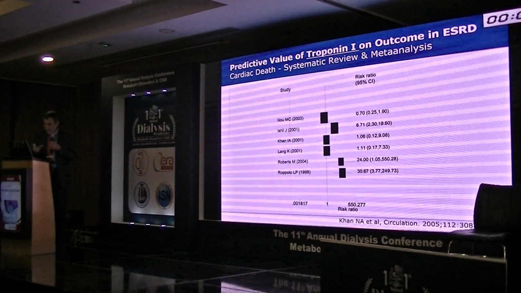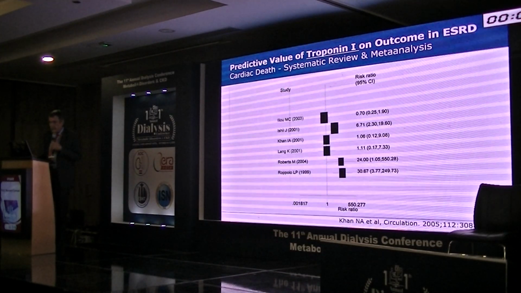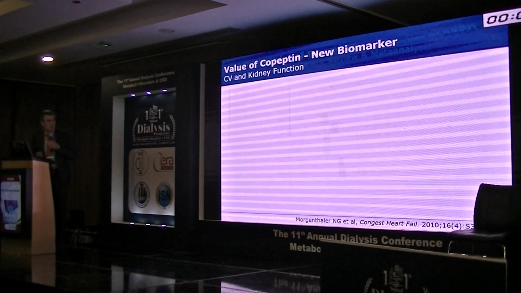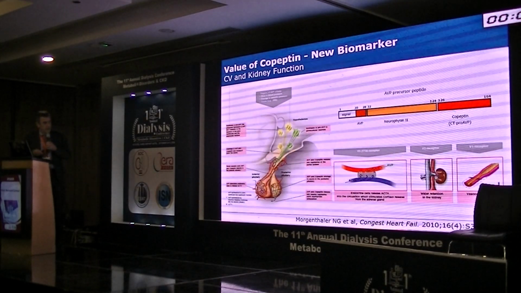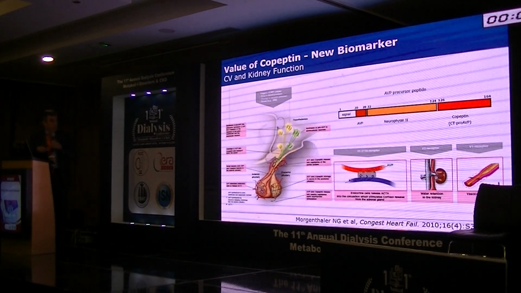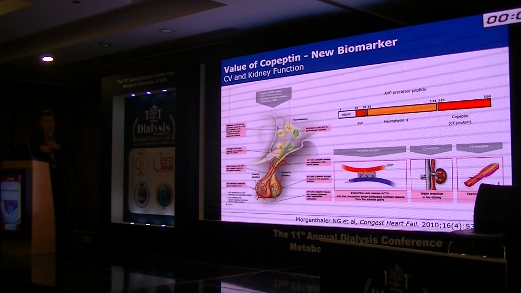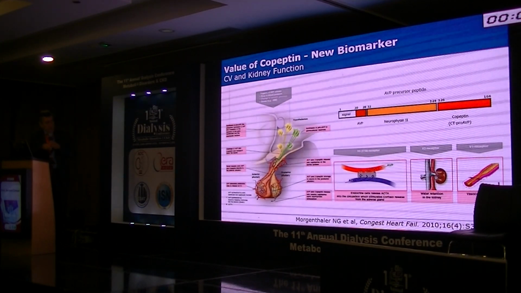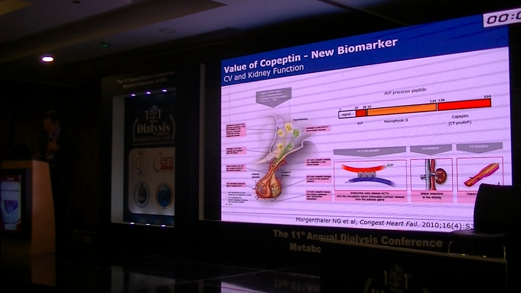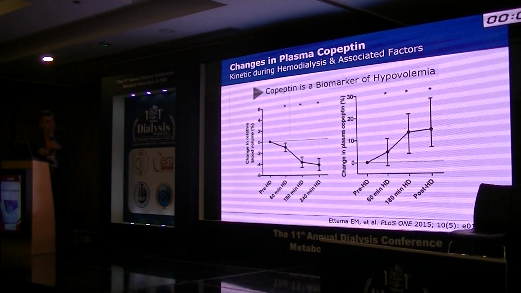So if you want to identify the risk for your patient for ischemia and major cardiovascular events, you can use one of the troponins. The new one is copeptin. I don't want to go into detail on this element, but copeptin is a sort of precursor for arginine vasopressin. And this is the only one which can reflect hypovolemia.